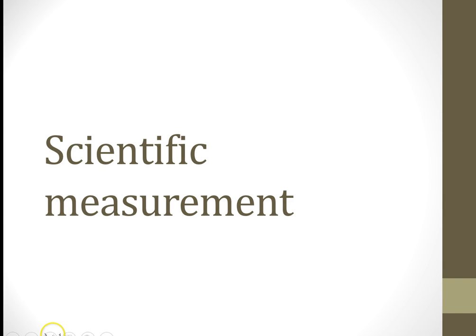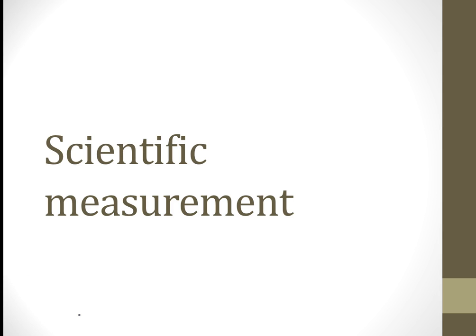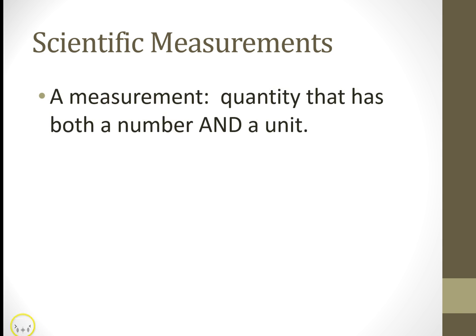Okay, so to get started with this in chemistry, like most physical science, it's really important to be able to make measurements and to use numbers to represent those measurements. And so what we're going to do is talk about some of the different ways that we do that. In particular, we're going to deal with something called scientific notation. So anytime you make a measurement, it is a quantity that has both a number and a unit.